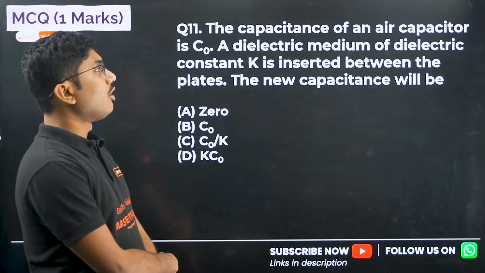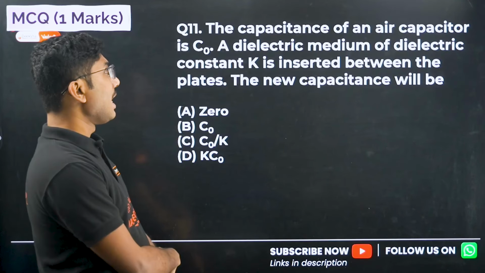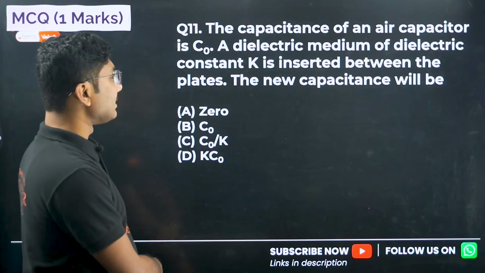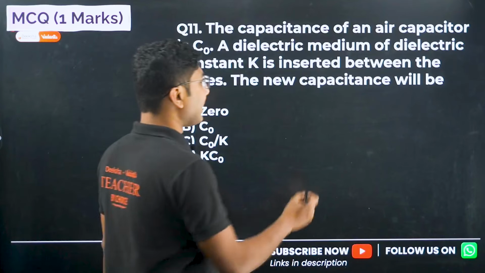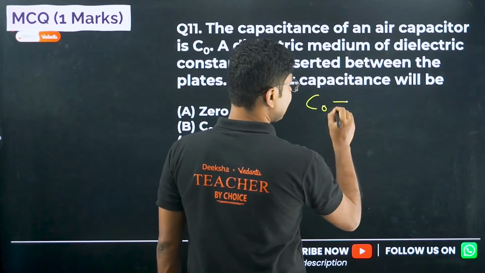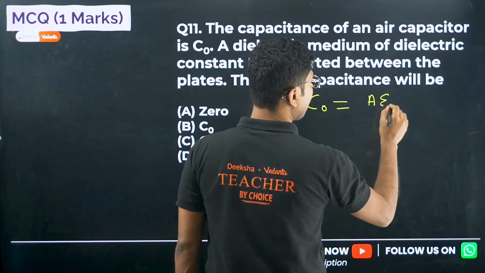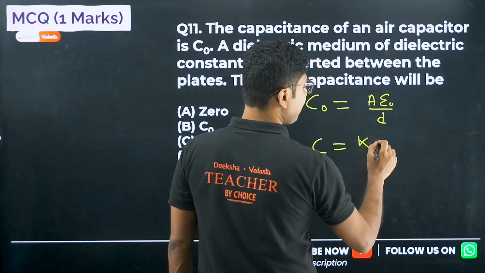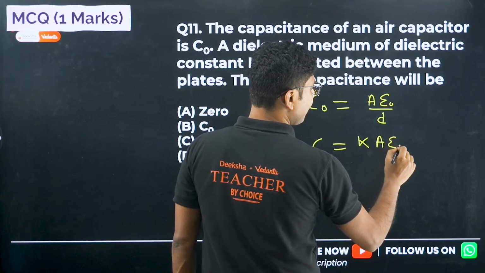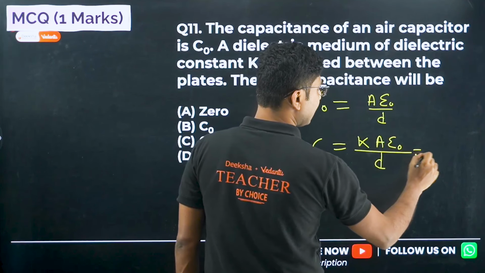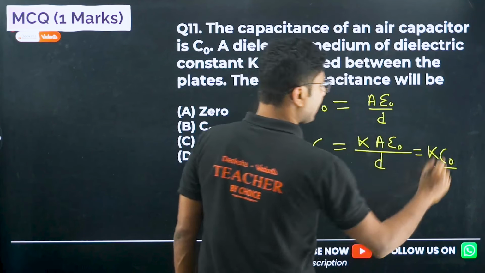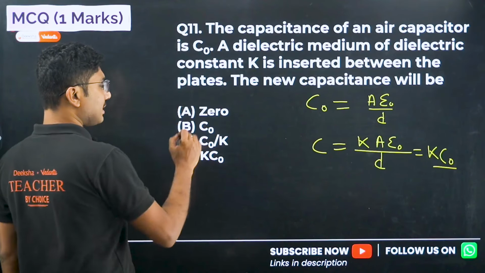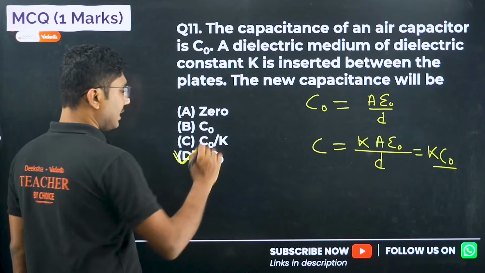The capacitance of an air capacitor is C0. A dielectric medium of dielectric constant K is inserted between the plates. Then the new capacitance will be? For an air capacitor, the capacitance is given by A epsilon naught by D. Now when you add a dielectric medium, the capacitance becomes K A epsilon naught by D, so it basically becomes K times C0. Capacitance becomes K times, that's why we use a dielectric medium. So the correct answer is KC0, option D.